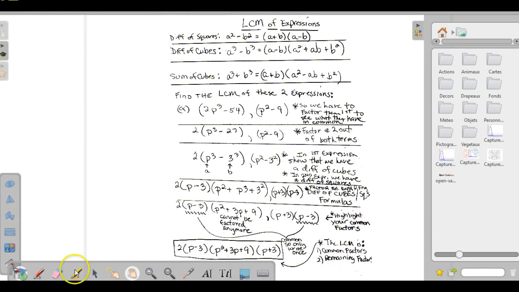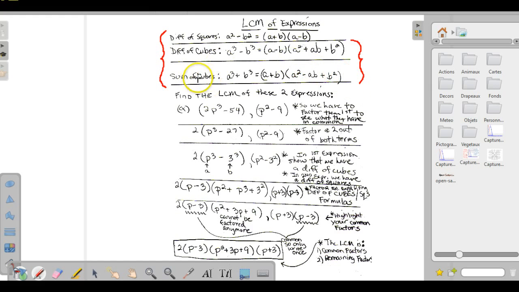What I did was I went ahead and wrote down the formulas for the difference of squares, the difference of cubes, and the sum of cubes. These were the two here that I couldn't remember, and this is probably why. This is just a crazy formula that you don't really use that often.